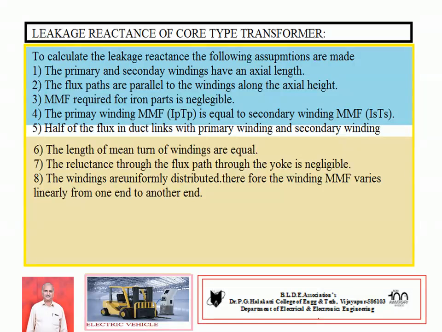Similarly, losses should be low, because practically we already know the value of the efficiency of a transformer, approximately 95 to 98%. Then we can concentrate on a design which keeps the iron loss to a lower value and the leakage reactance to a lower value. To derive such an expression, we have to make some assumptions. So the primary and secondary windings have the same axial length.